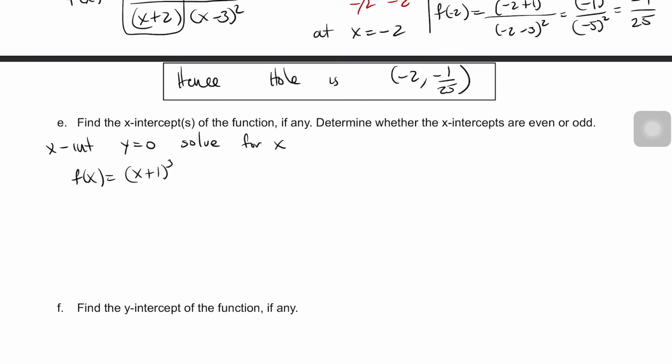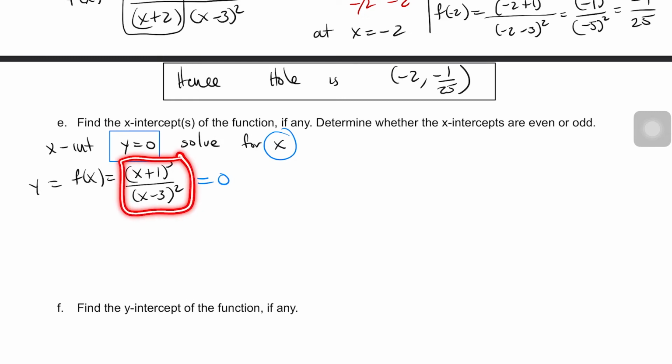So you take your function, which is x plus 1 to the third over x minus 3 to the second. Remember, we said that these two have the same behavior, so same x-intercept, same y-intercept. So that means we're going to let y be 0 and solve for x. So this is going to be y, set equal to 0, to satisfy this condition. And then we're going to solve for x.